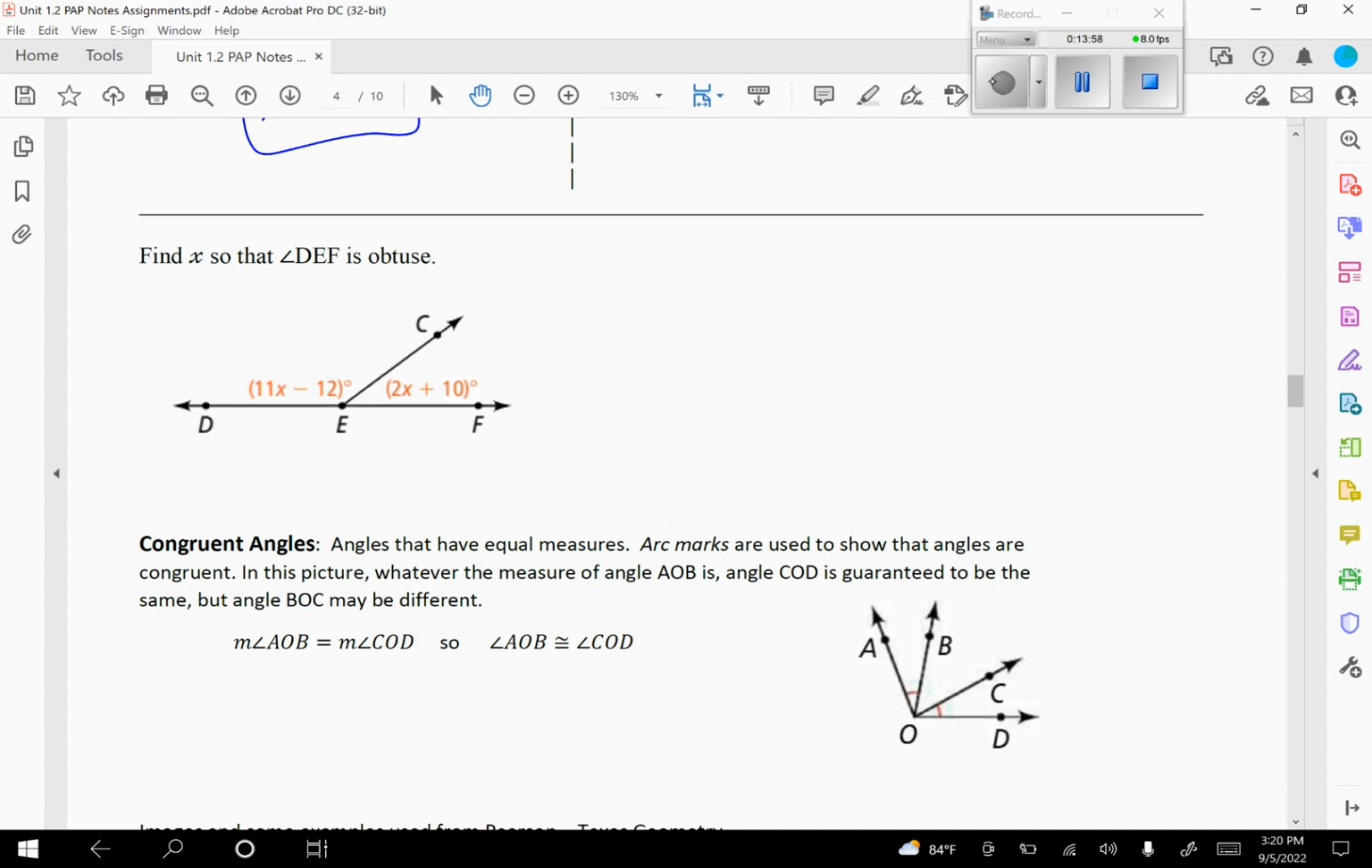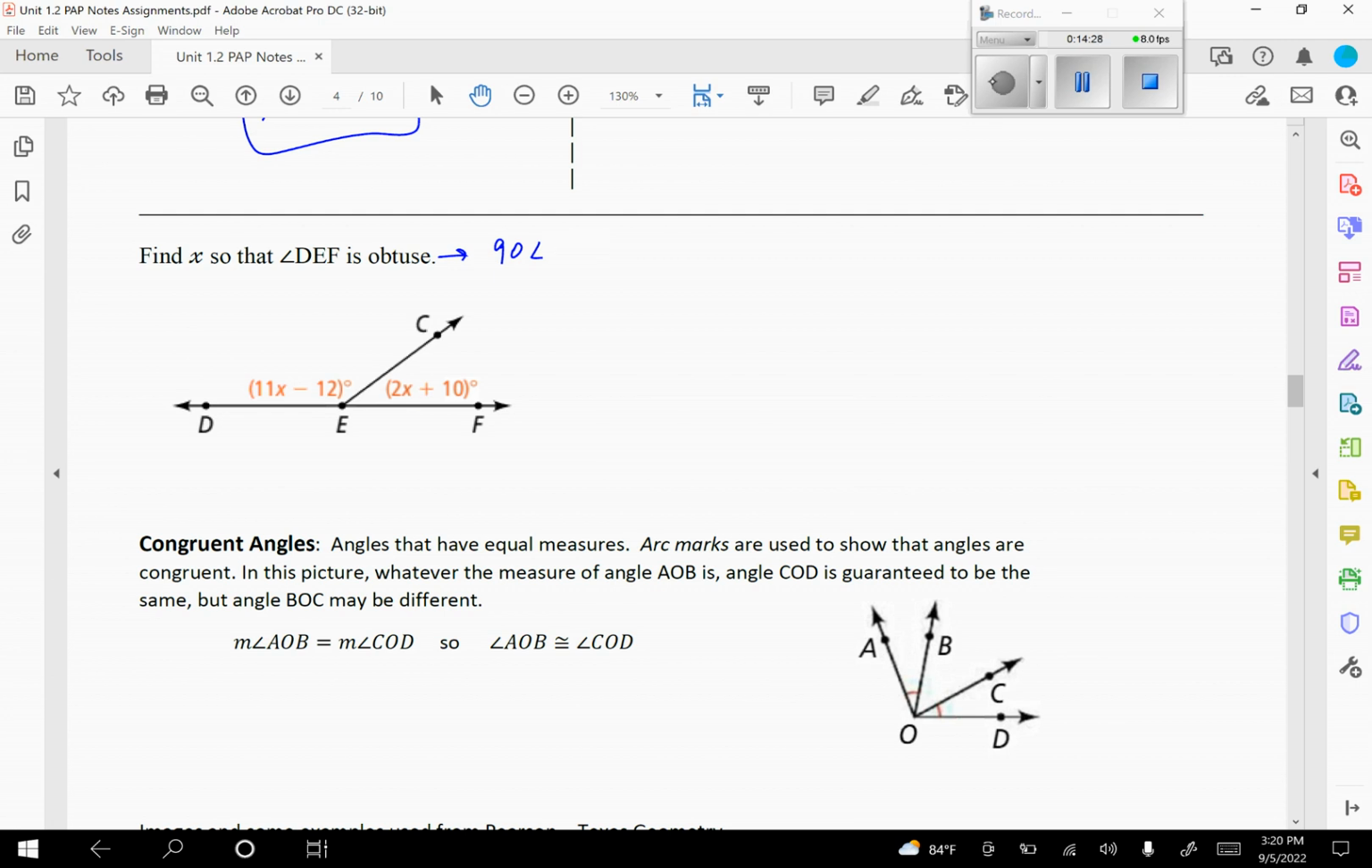Okay, DEF is obtuse. So we know the two parts, right? So if we add the two parts together, we know that we get the whole angle, right? But the question wants us to find x so that the big angle is obtuse. So what does obtuse mean? It means that it needs to be greater than 90. Okay, so angle DEF, let me write that properly.